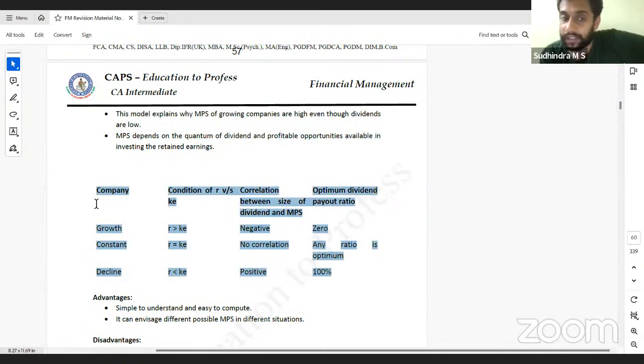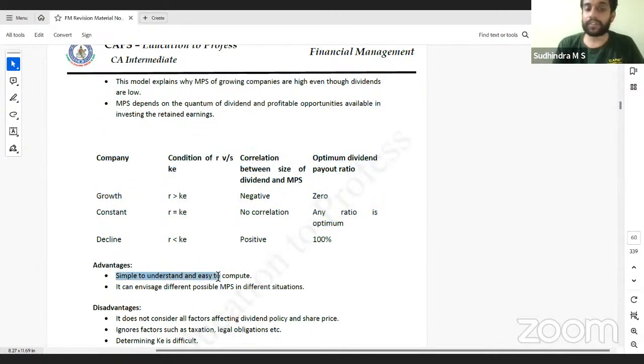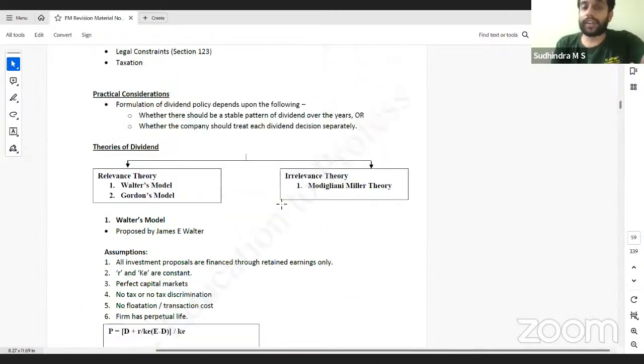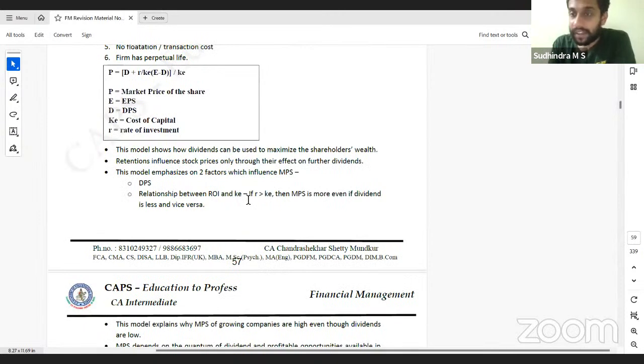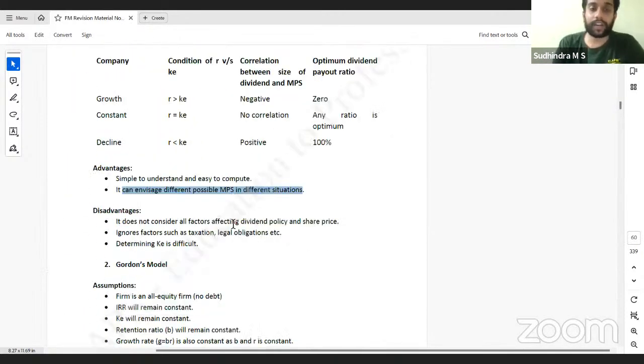Very important discussion. What's the advantage? The advantage is it's simple to understand, it's easy to calculate. It envisages different possible MPS in different situations. So depending on your DPS, different market price can be computed easily. It envisages different market prices.